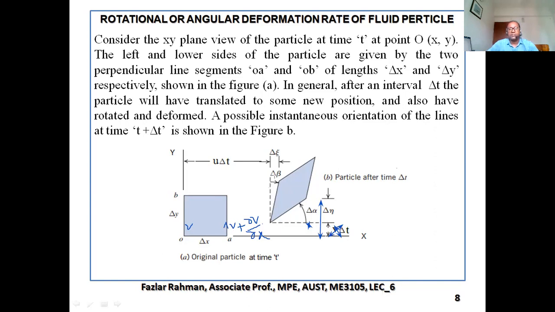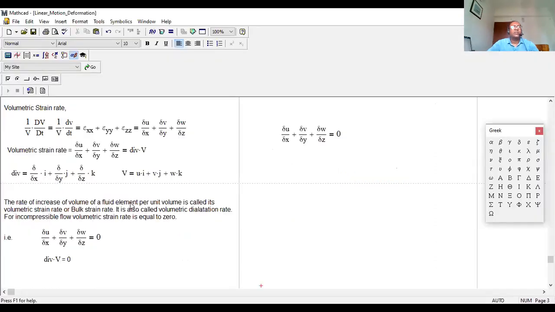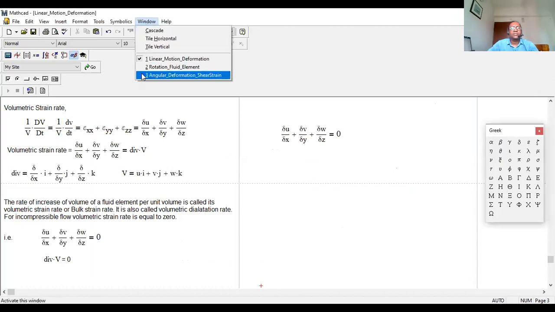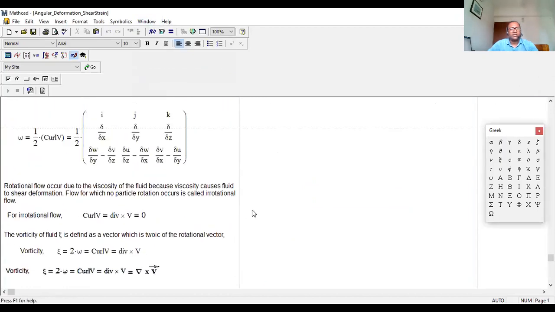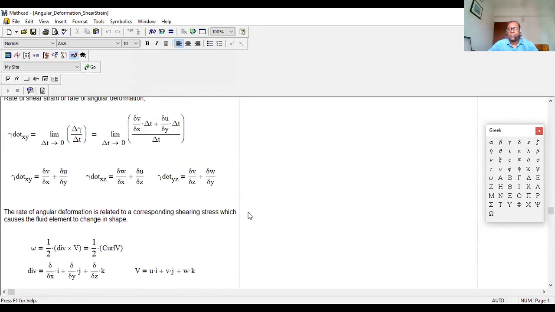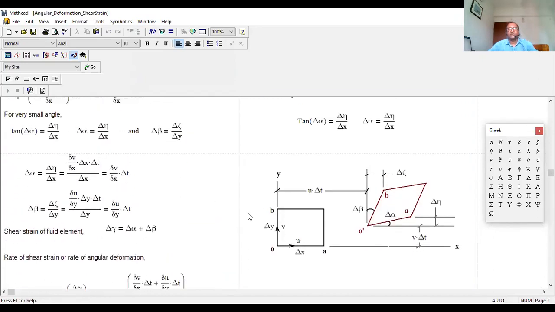Then we can figure out this delta beta and delta alpha. That is called angular deformation. How much angular deformation is there? We can derive it. We have to go through the Mathcad file, which will be easier. Okay, you can see the file.